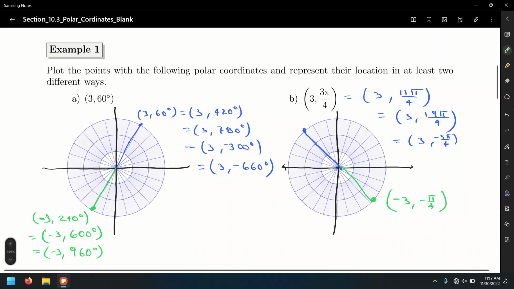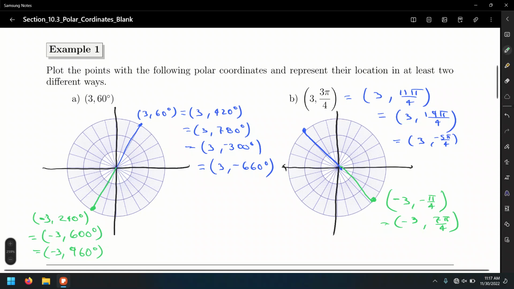This same location, if we use this as a reference, another way to name this point, call it 7 pi over 4. And of course, you can keep adding multiples of pi or subtracting multiples of pi, just the same way that we did before. All right.